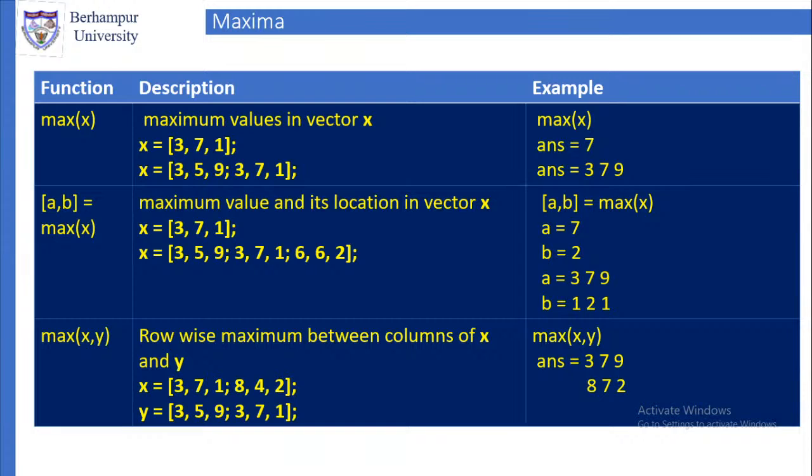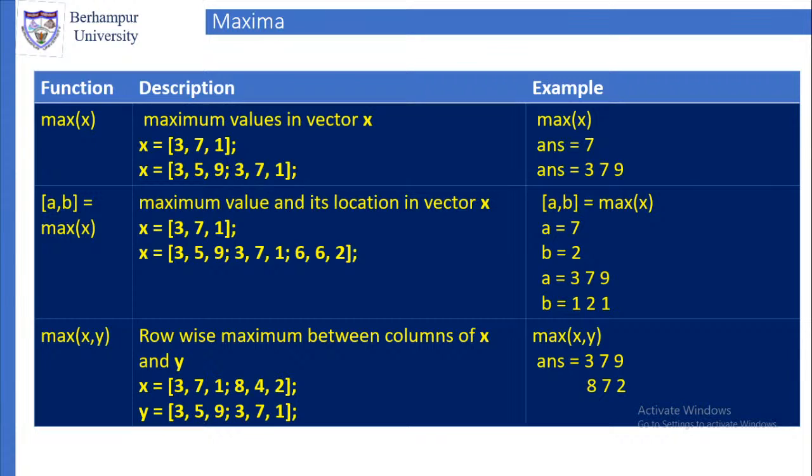Then we will go to the second row. Comparing the rows, the second row will be compared: 8 and 3, maximum is 8. So 4 and 7, maximum is 7. 2 and 1, maximum is 2. So the answer will be 3 7 9, then 8 7 2. So this is about maxima.